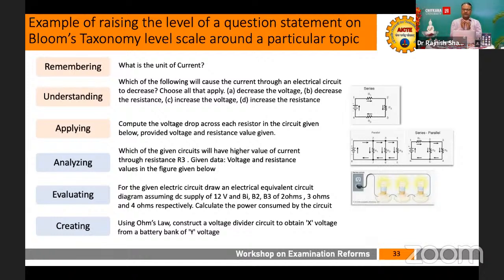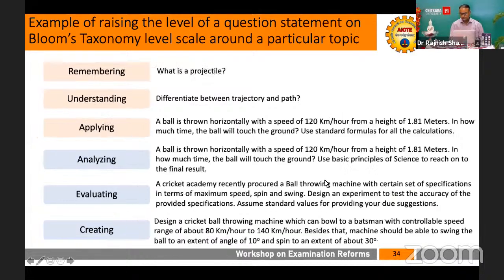And the best way to align your questions is this: there were around five to six slides in today's presentation as well. The same have been beautifully detailed in the examination reforms booklet by AICTE also. You can identify the particular terms. Like if there is a construct word, you can easily align that this question is definitely for the creating level of Bloom's taxonomy. Let's go on to the next example.